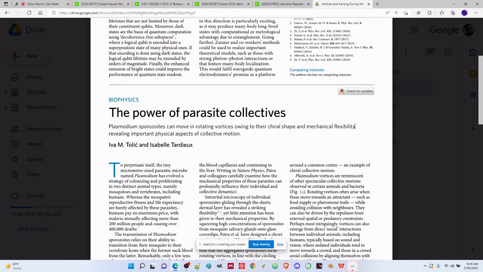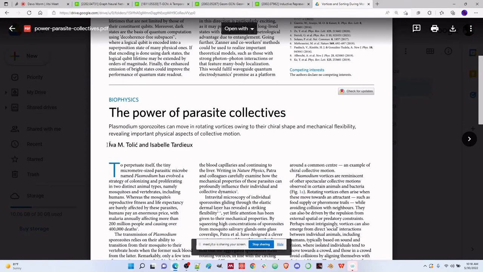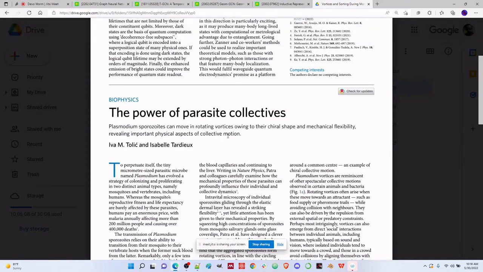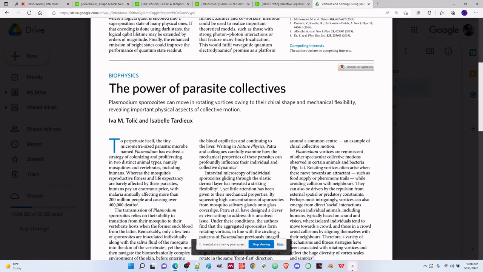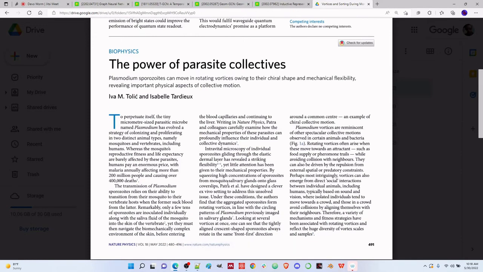We've talked about soft materials in the group before. And these things taken together reveal important physical aspects of collective motion. So we've talked a lot about collective motion in the group, about swarms and other sorts of collective behaviors. In this case, they're talking about parasites that behave in these collectives. And the properties of the parasites themselves actually lead to this sort of biophysics.